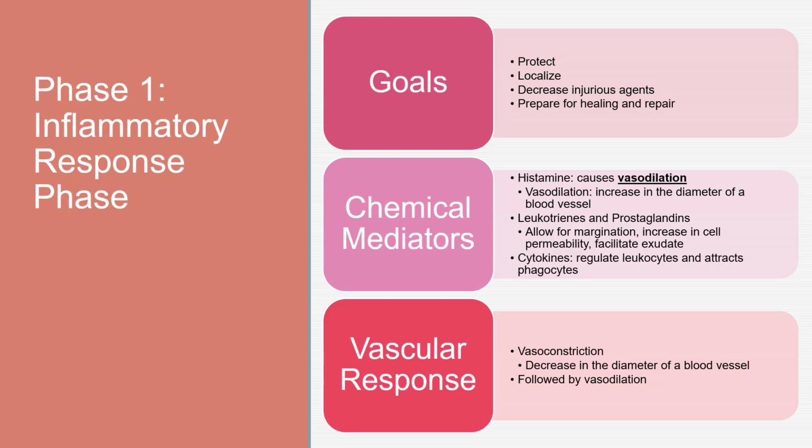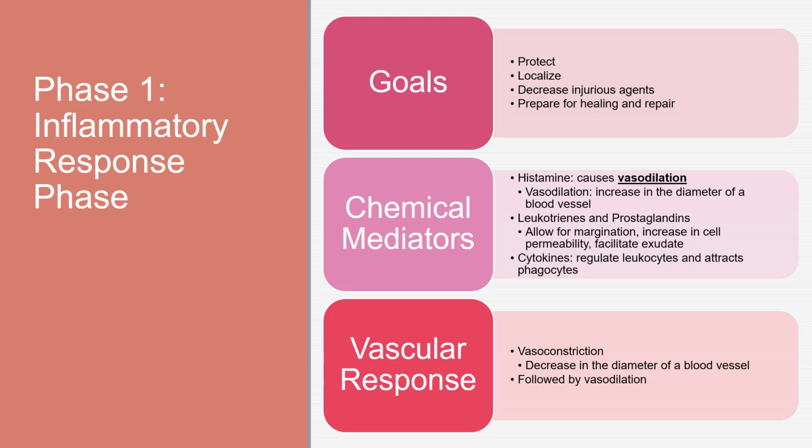So let's go through these phases again. In phase 1, the inflammatory response phase, healing begins immediately following injury. Injury results in altered metabolism and liberation of various materials. The initial reaction is by leukocytes and phagocytes. The goals of these chemicals are to protect, localize, decrease injurious agents, and prepare the body for healing and repair.